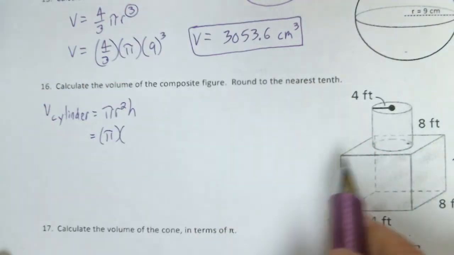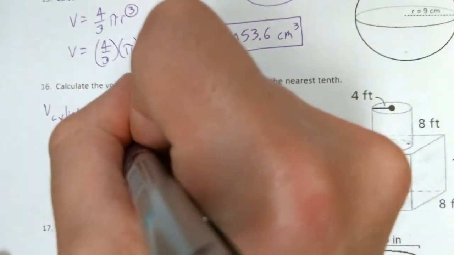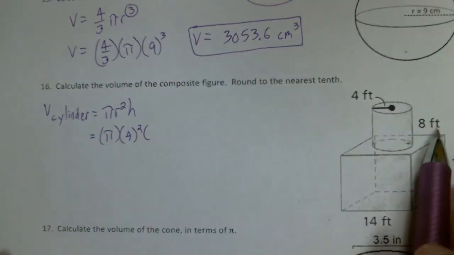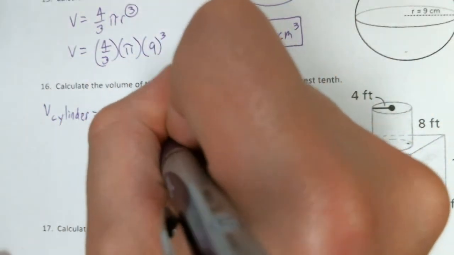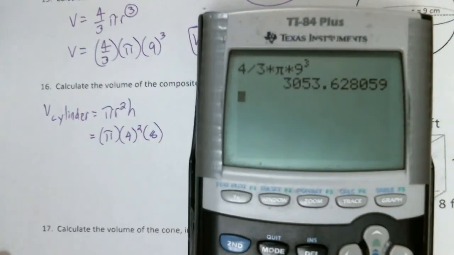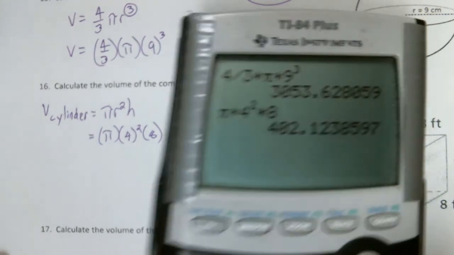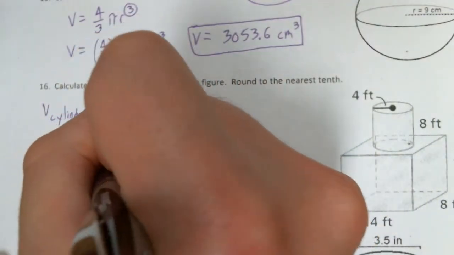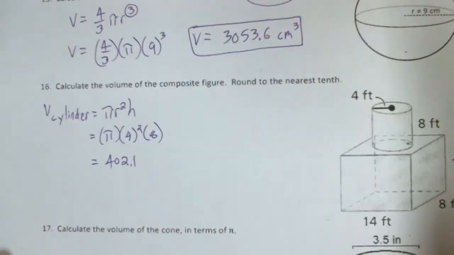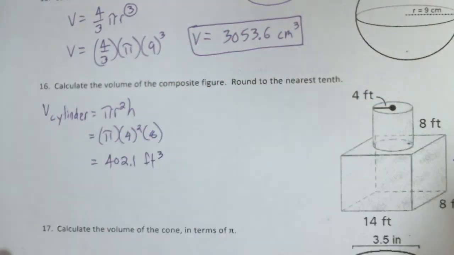Pi times the radius, which is 4. I'm going to square that, radius squared, times the height for the cylinder, which is 8. Type that into my calculator: second pi times 4 squared times 8. I get 402.1. That's going to be feet cubed for the cylinder.